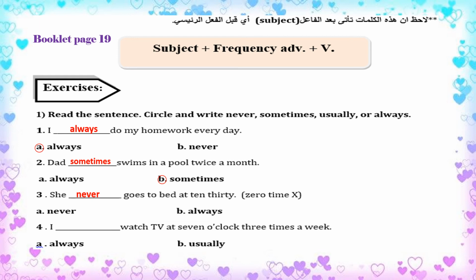Number 4. I watch TV at 7 o'clock 3 times a week. What do you think? Yes. Excellent. Usually. Because if we choose always, that means that we watch TV every day. No, we watch it just 3 times a week. That means we must use usually.